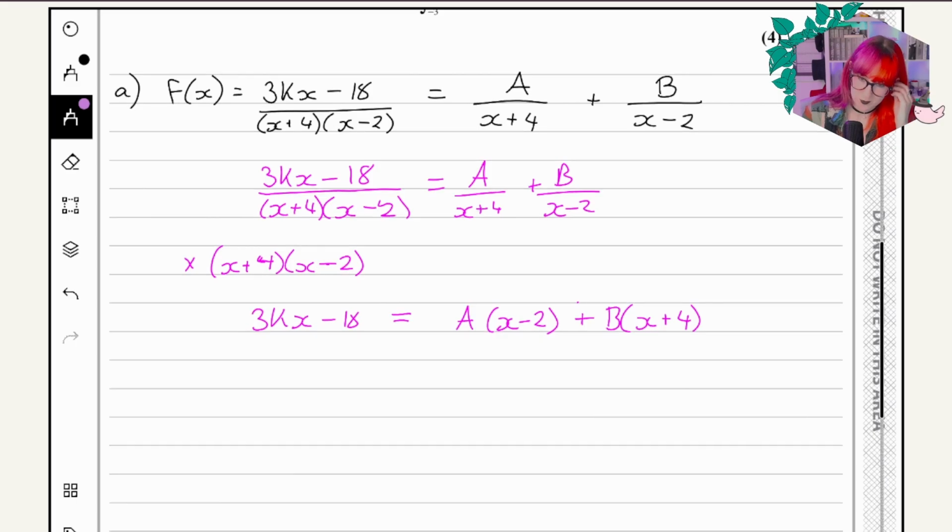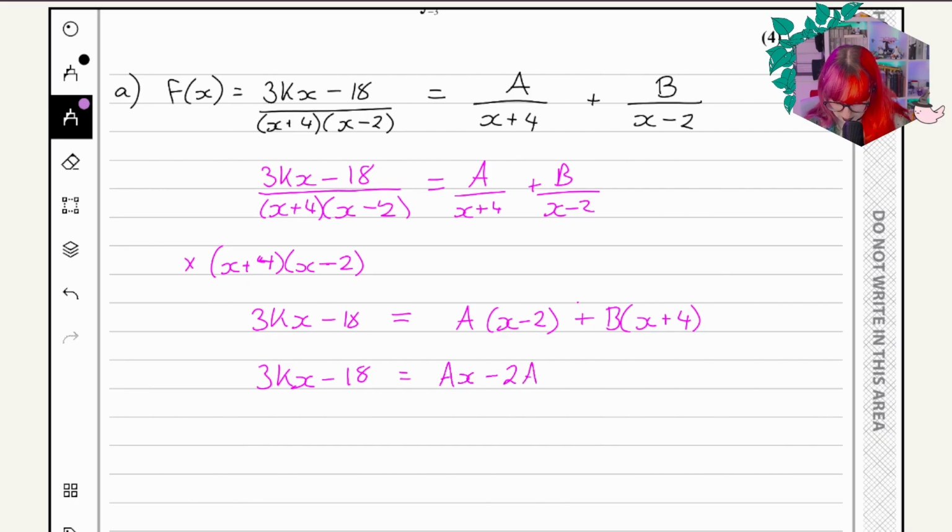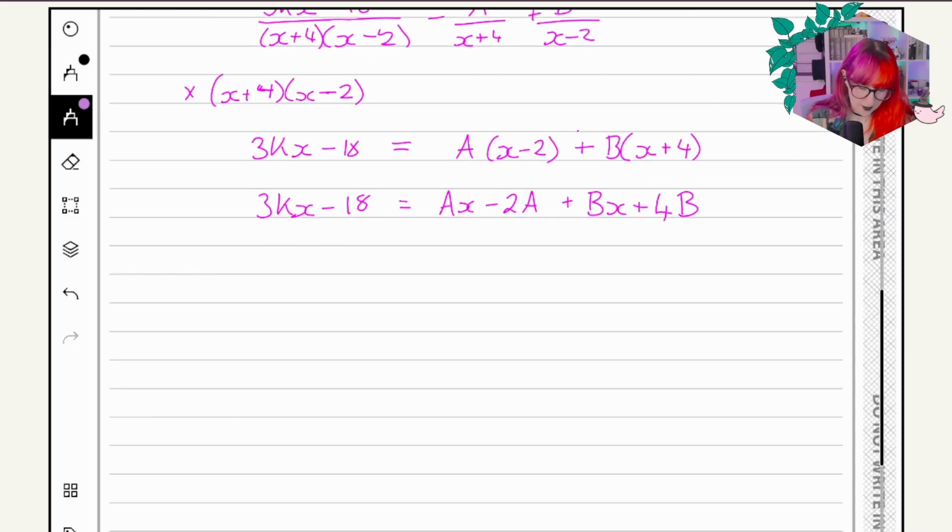Okay, so now we have an expression that's not a fraction, and we can do some chill things with it. So again, leaving this side alone, we expand this out, and we get ax minus 2a plus bx plus 4b. And I wrote that in the absolute most cursed way possible. B. There we go. And then what we do is we compare coefficients.